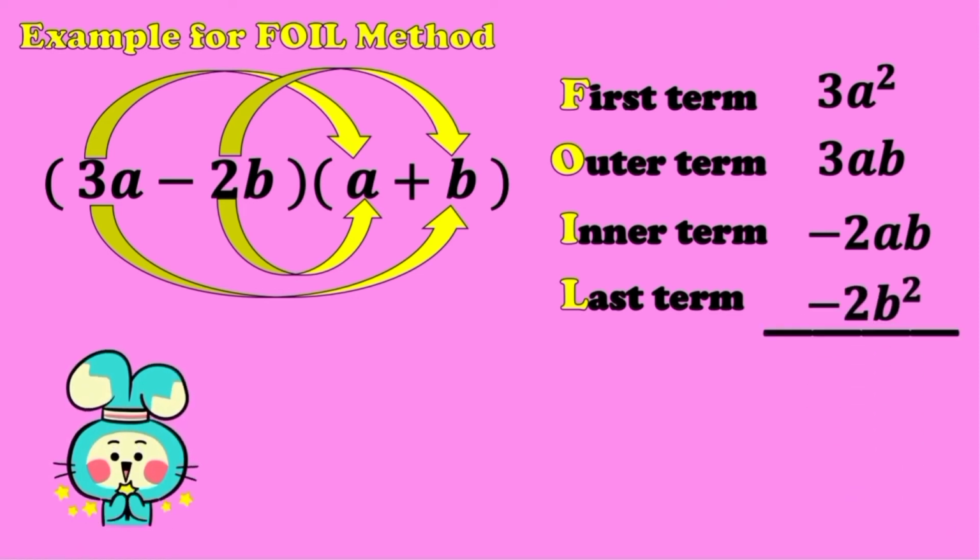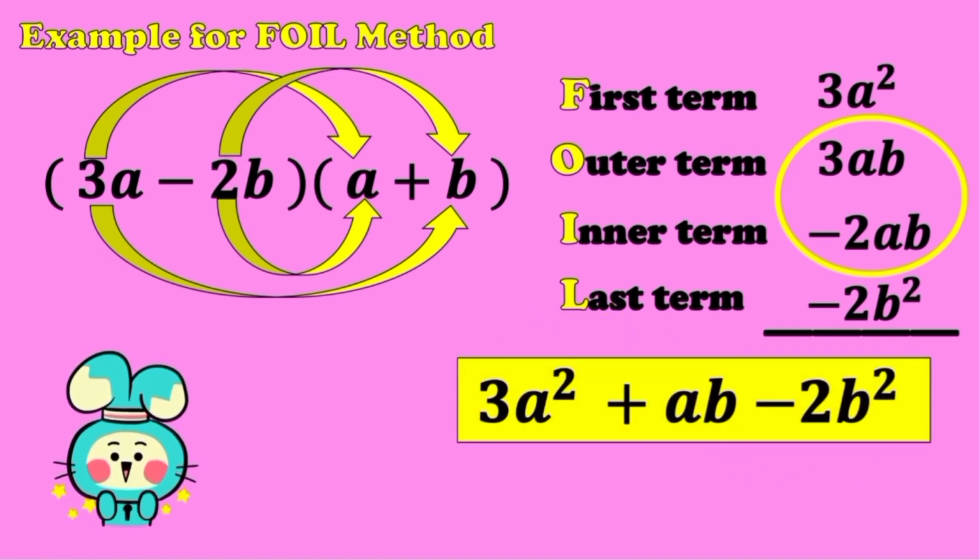Now we will add the terms. In our given, we can simplify the similar terms. So our final answer is 3a squared plus ab minus 2b squared.